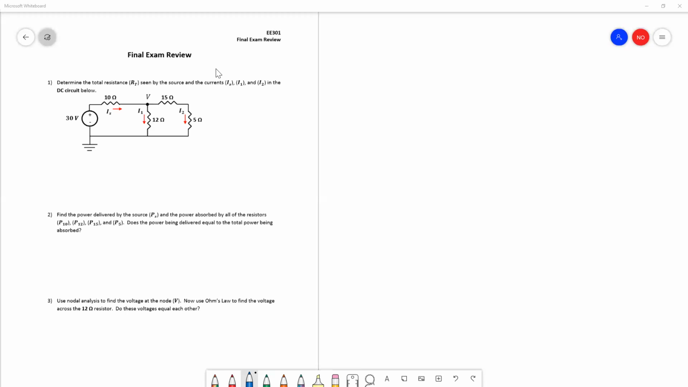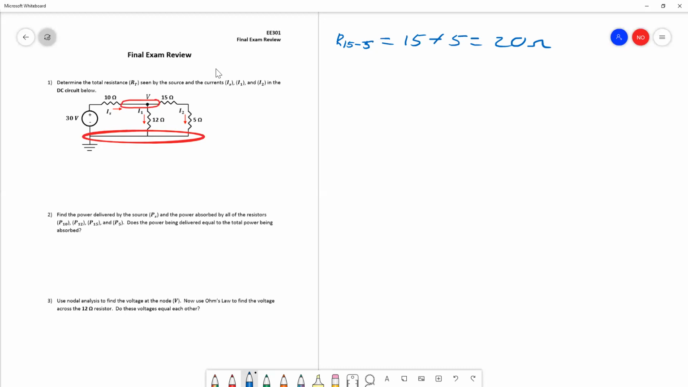So we want to identify the nodes. We'll draw them in red. We'll notice that this is a node right here, and then this is a node right here. If we take a look at the circuit, we'll notice that 15 and 5 are in series with each other, so we can combine them just by adding them together, and that makes a 20 ohm resistor.